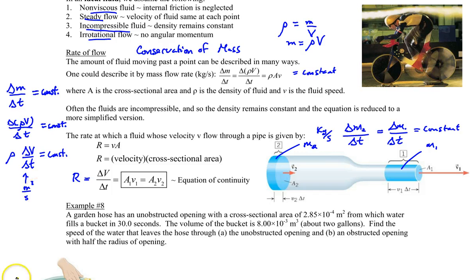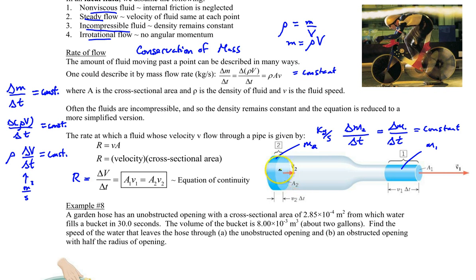So that means the chunk of volume, this slug of water that is entering on the left side of the pipe, is equal to the chunk of volume that is leaving the right side of this pipe. Now we want to rewrite this in more appropriate terms, because commonly we measure the cross-sectional area and how fast this fluid is moving.